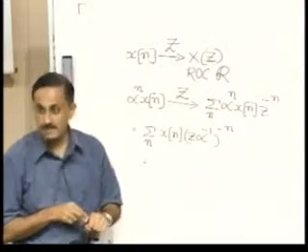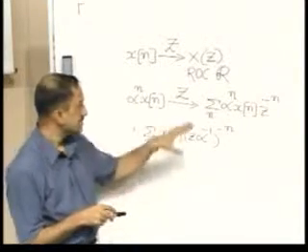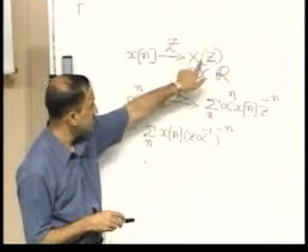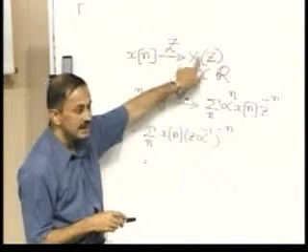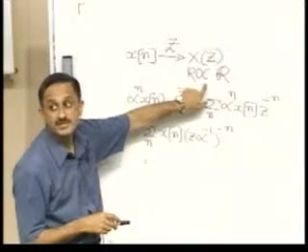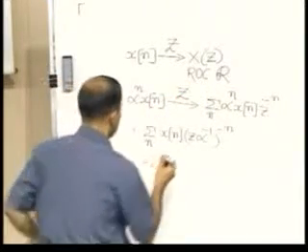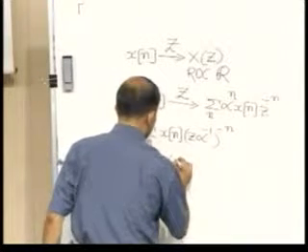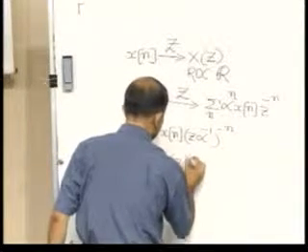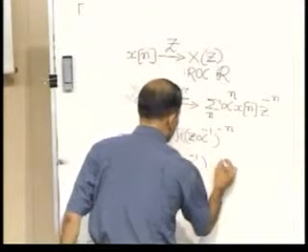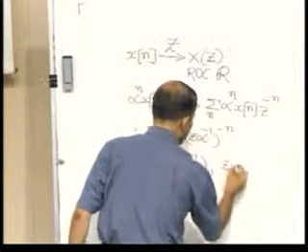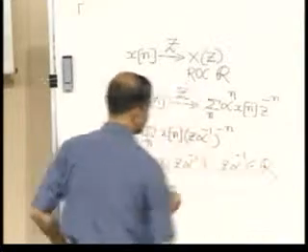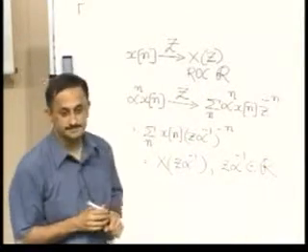And again one must emphasize that the correction or the change of variable is both in the expression as also in the region of convergence. So, this would be capital X of z alpha inverse, with z alpha inverse belonging to R, not z belonging to R.